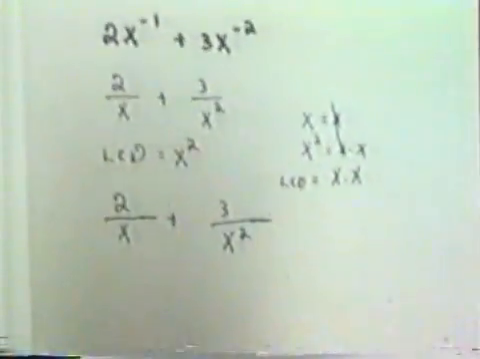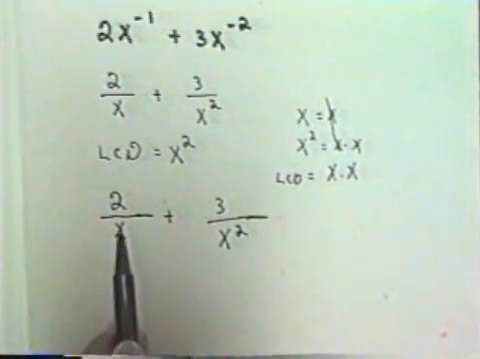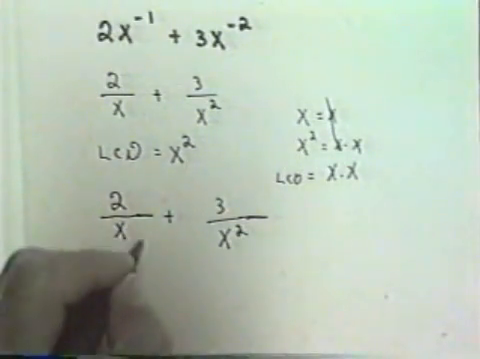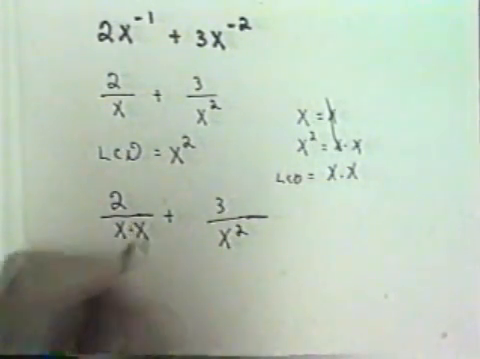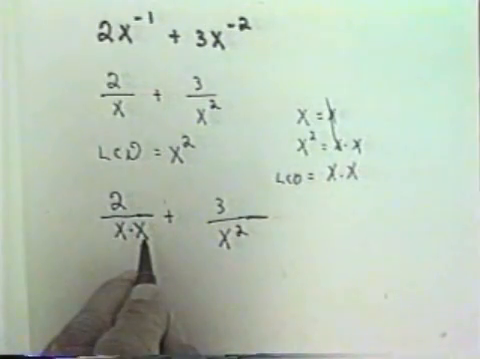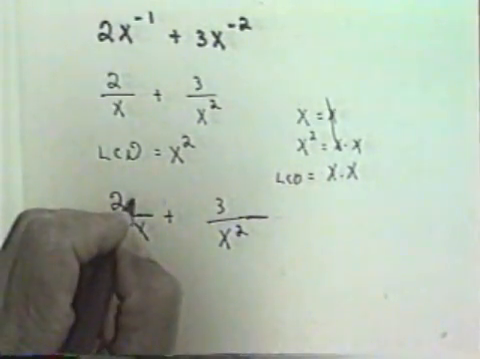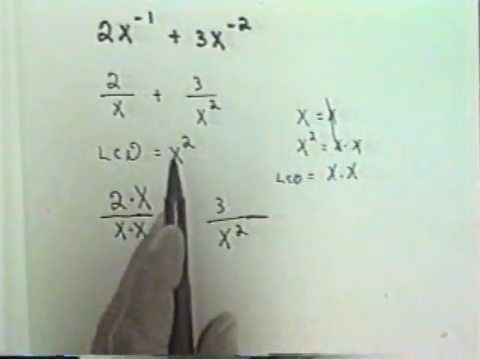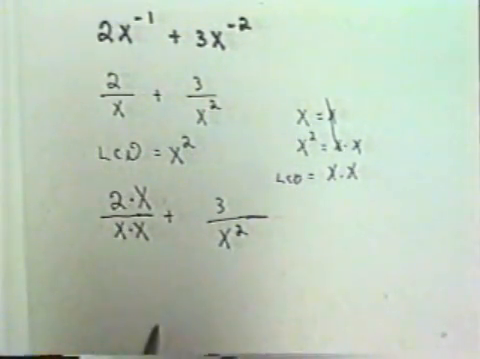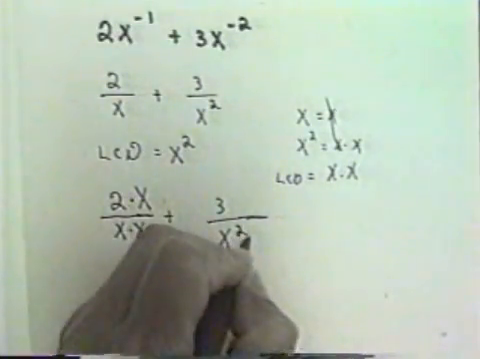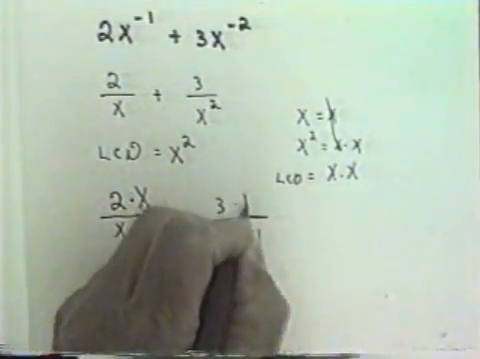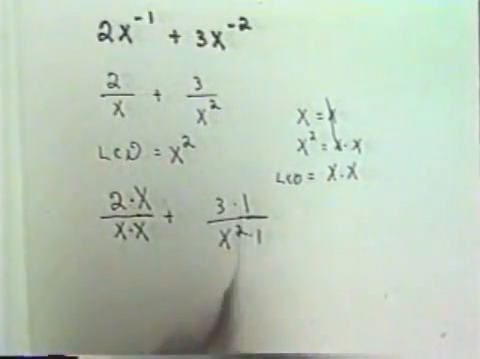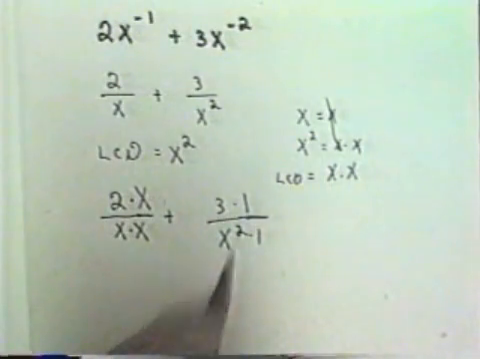Now here comes the whole critical step here. What do you multiply x by to get x squared? Well, to get from x to x squared, I need to multiply by x. If I multiply the denominator by x, then I've got to multiply the numerator by x. What do I multiply x squared by to get x squared? Well, I don't need to multiply by anything, but a lot of people like to show that you're multiplying by 1. X squared times 1 is x squared. So you could say you multiply by 1, or you could just say I already have the common denominator.